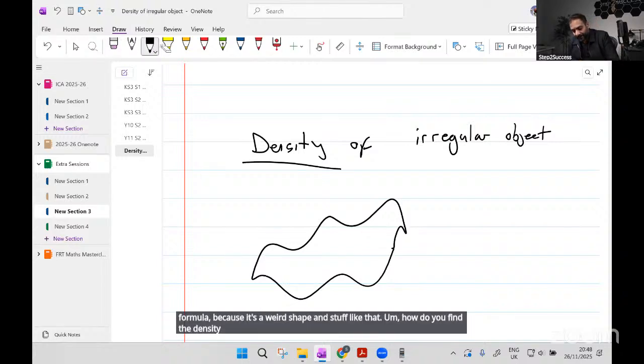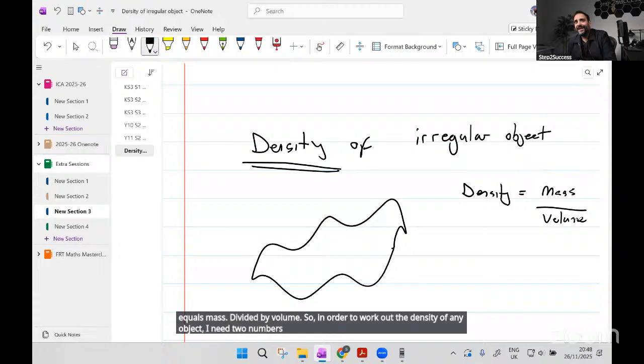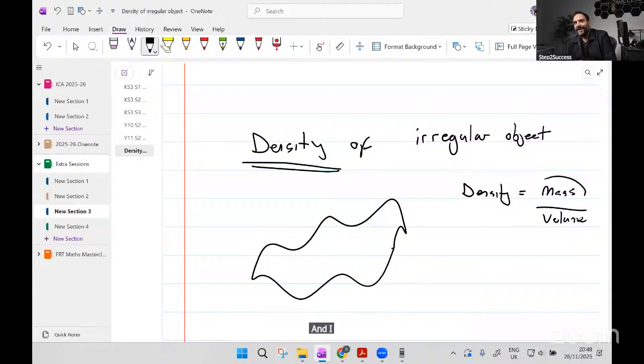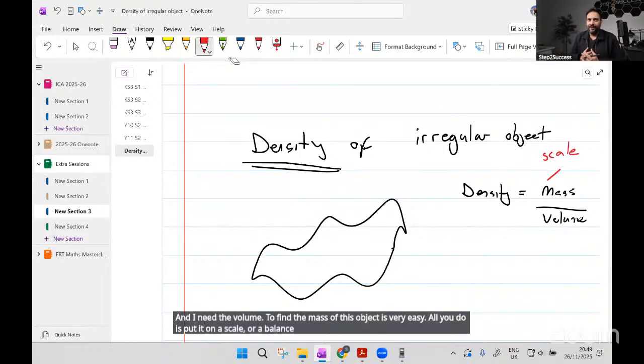Firstly, there is a formula that you will get given. Density equals mass divided by volume. So in order to work out the density of any object, I need two numbers. I need the mass and I need the volume. To find the mass of this object is very easy. All you do is put it on a scale or a balance and it'll read off the number that tells you its mass. Done. We've done half the answer.